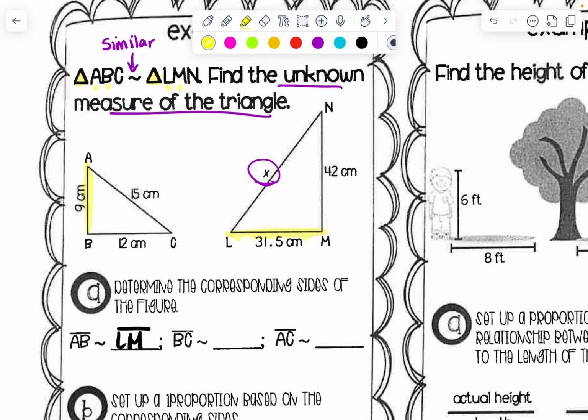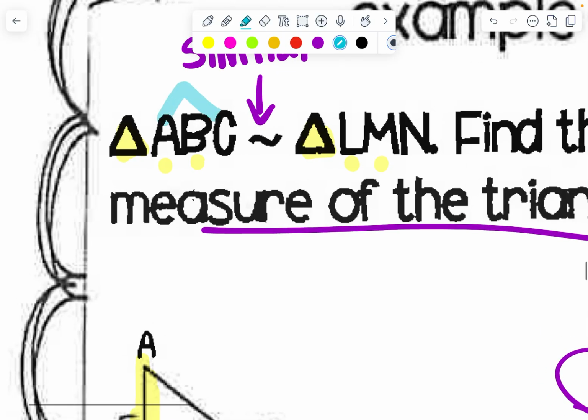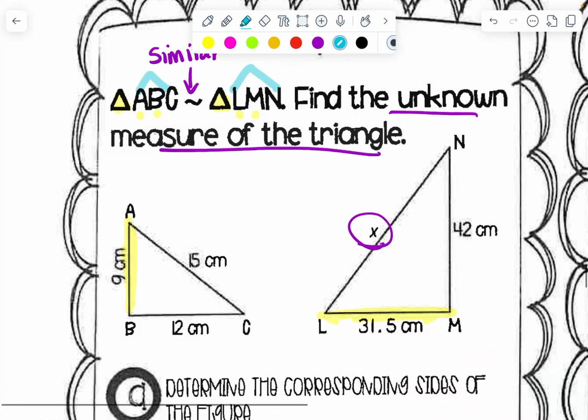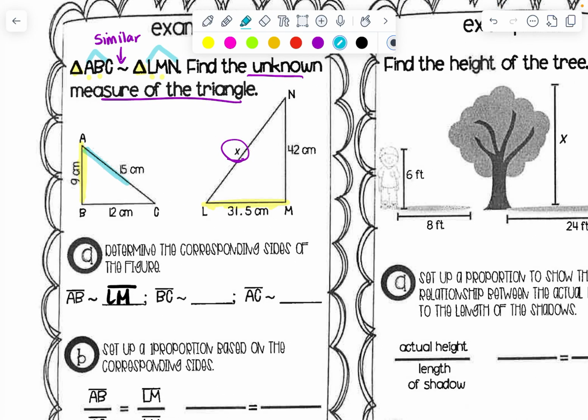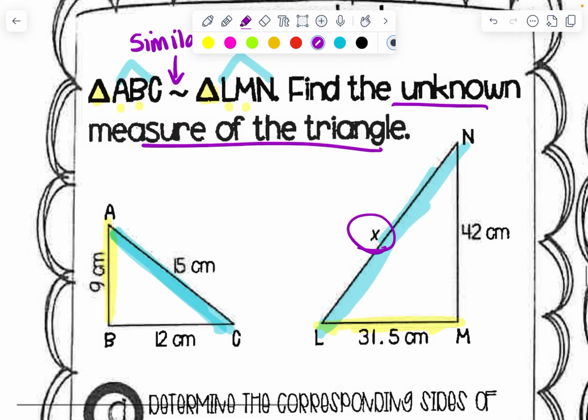All right, the next one I'm going to highlight is A to C. Now if I look at my figure, A to C corresponds to L to N. So let's do A to C. A to C right here corresponds to L to N. So this is this one right here. The hypotenuse, if that's a right triangle, but I'm not sure if it's a right triangle because it doesn't have the box in the corner.